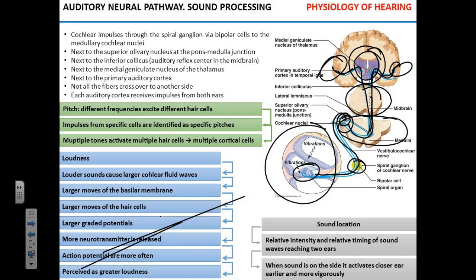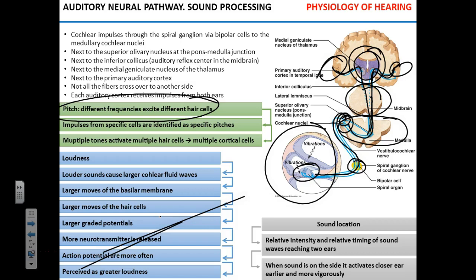Now, quick review of how we perceive pitch, loudness, location of the sound. Pitch. What we just described. Different pitches will excite different sets of hair cells. Does that make sense here? Multiple pitches will be perceived, and each set of hair cells has its own little tiny afferent fiber.